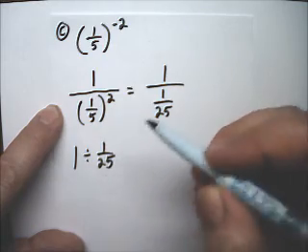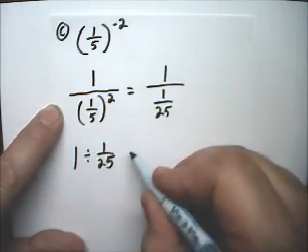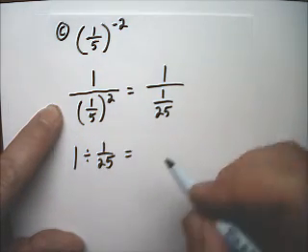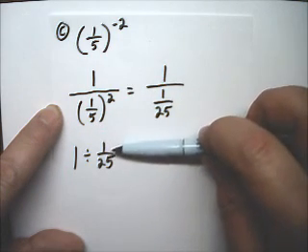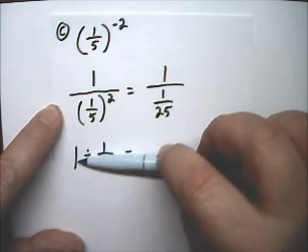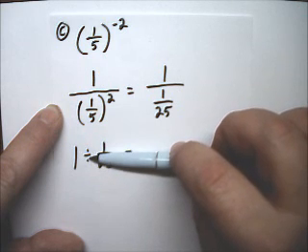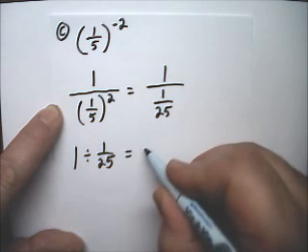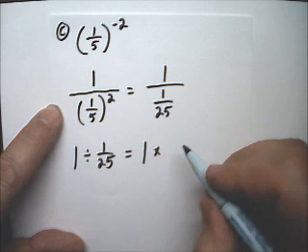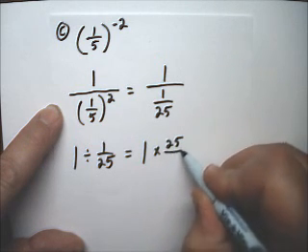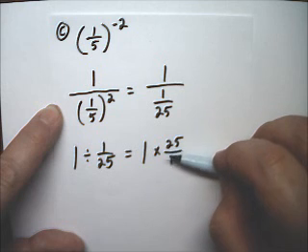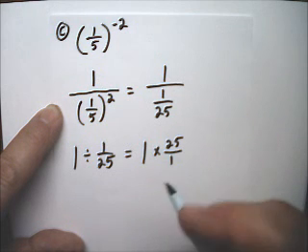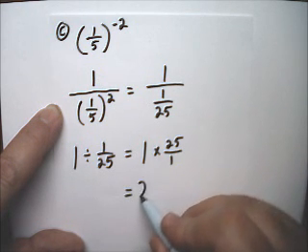Now, if you remember from dividing fractions, when you divide fractions, you flip the second one over and multiply. Let me repeat that. When you divide fractions, you leave the first number alone, you change the division to multiplication, and you flip the second one over. So this becomes 1 times 25 over 1. Now 25 over 1 is the same thing as 25, so this simplifies to 25 times 1. 25 times 1 is 25.